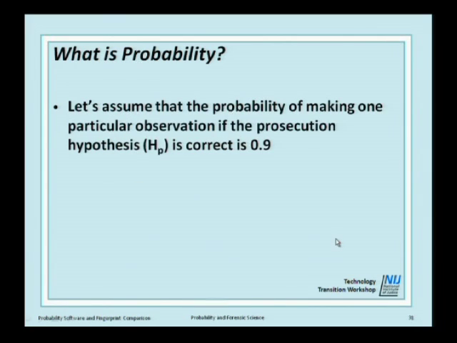Okay, so how does that work? Let's look at a very, very simple example. Remember we said that certainty is 1. So let's get close to certainty. We'll say we have the probability of making those observations if the prosecution is correct, I've got the right suspect, it's definitely a match. If you want to put it in fingerprint terms, it's 0.9. So close to 1.